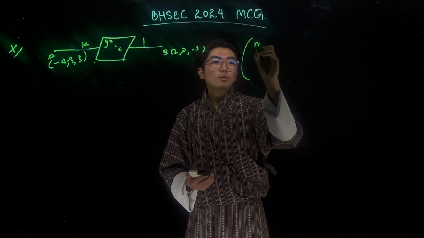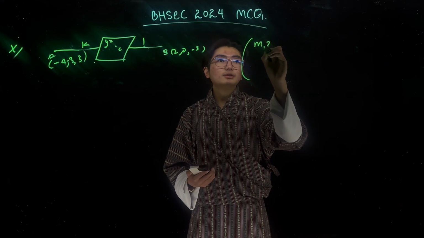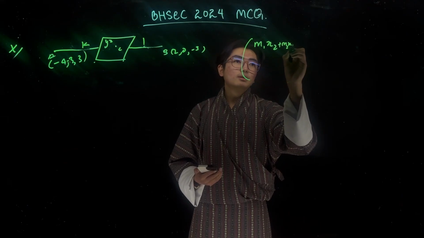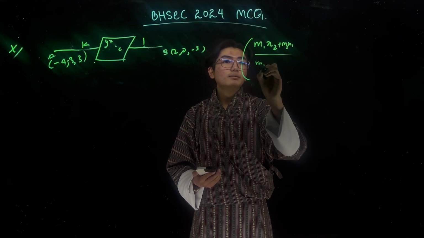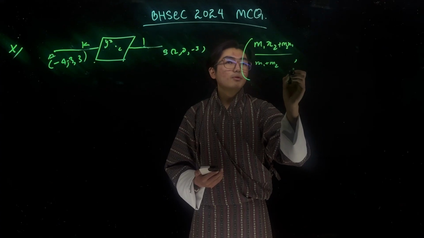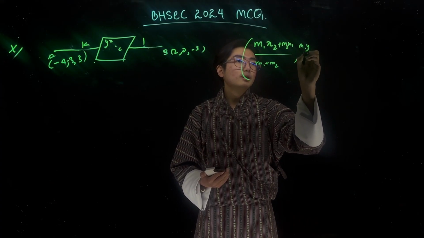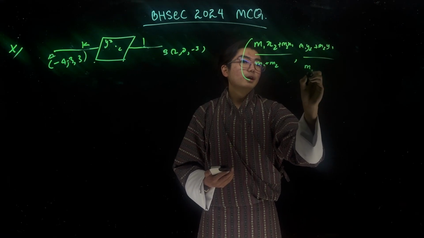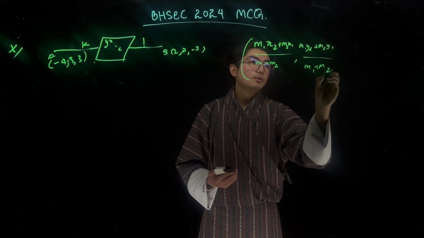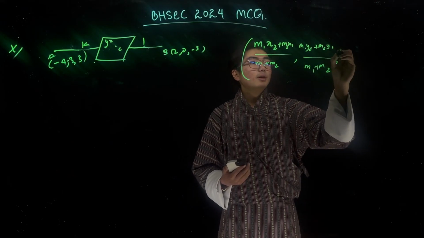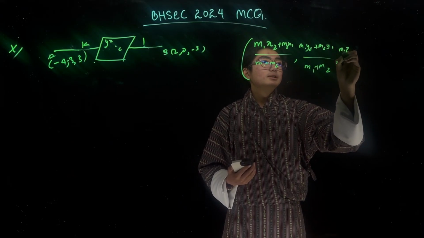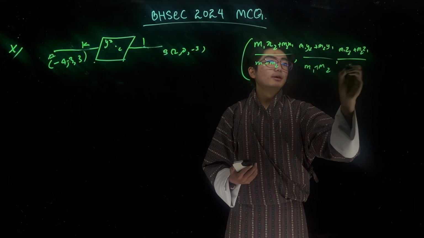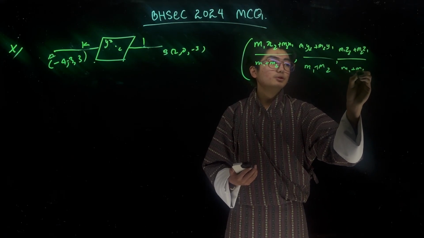We have m1, which is just the first ratio, times x2 plus m2 times x1 over m1 plus m2. Similarly for y, we have m1 times y2 plus m2 times y1 over m1 plus m2. And again, similarly for z, we have m1 times z2 plus m2 times z1 over m1 plus m2.